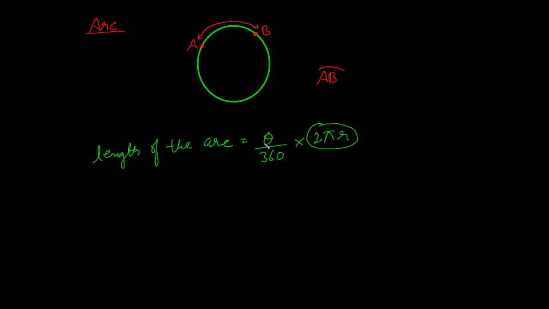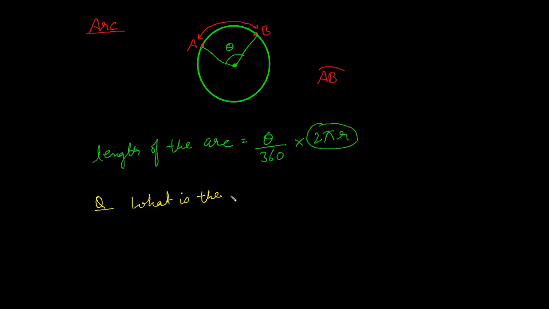But here we have something known as theta. What is this theta? Let's understand this. Theta is the angle that this arc makes at the center of the circle. So that's theta.